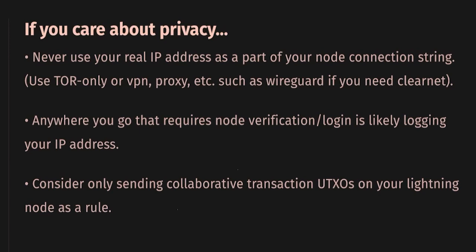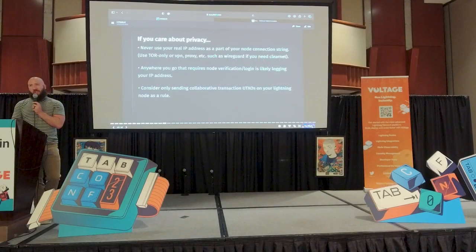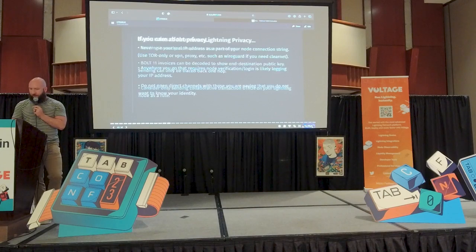They might be logging your IP address also, so watch out for that. And consider using collaborative transaction only UTXOs. This is another thing that is kind of complex and unfortunate. As you can tell, if you care about privacy, the challenge just got about 10x harder. So keep an eye out for that. Collaborative transaction UTXOs. Things like JoinMarket are great for this. If you have a Start9 Embassy or something, well, they don't call it the Embassy anymore, but if you have a Start9, they have something called Jam on there, which is really cool to do this with.